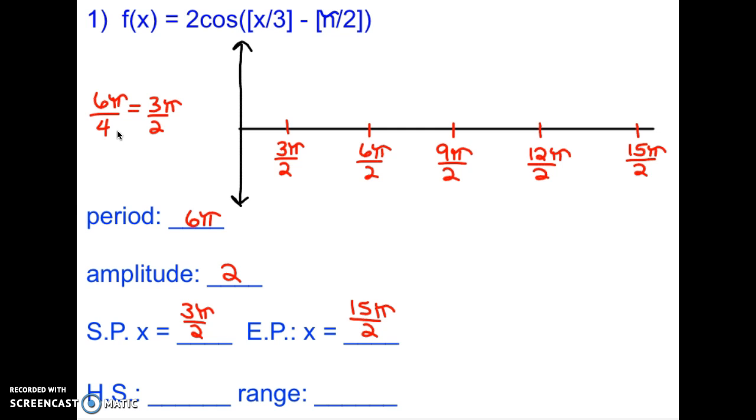Okay, I should have 15 pi over 2. I figured out my amplitude was 2, so this graph needs to go up to 2 and down to -2. Now I can go ahead and graph the function.